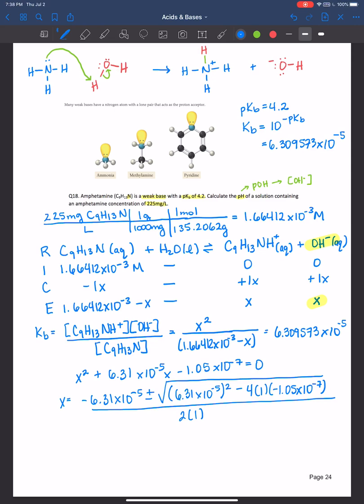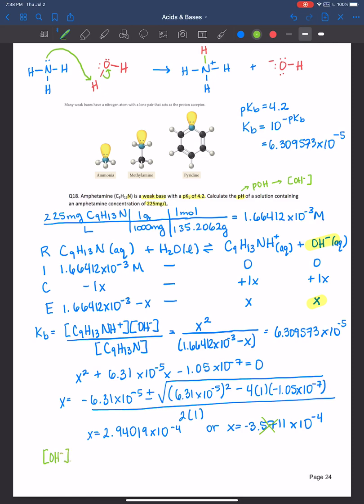2 times 1. So x can either be 2.94019 times 10 to the negative fourth, or x is equal to negative 3.5711 times 10 to the negative fourth. Now, which one of these solutions is not going to work out? This one here, right? Because it would give you a negative concentration, and that is not going to happen. So we're definitely not going to use this. So therefore, x is equal to 2.94 times 10 to the negative fourth. That is our hydroxide ion concentration at equilibrium.